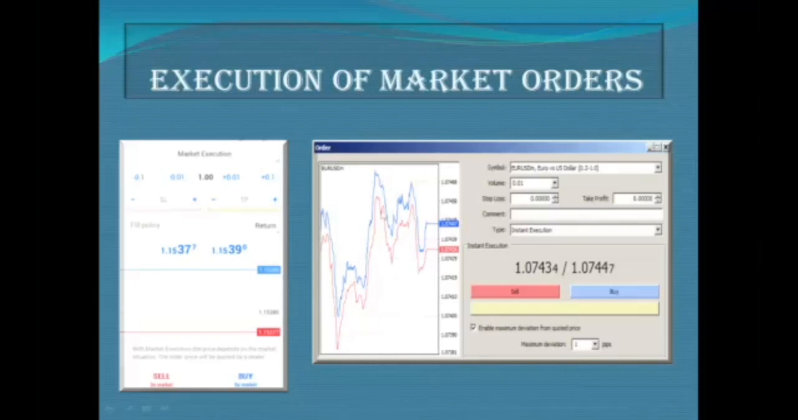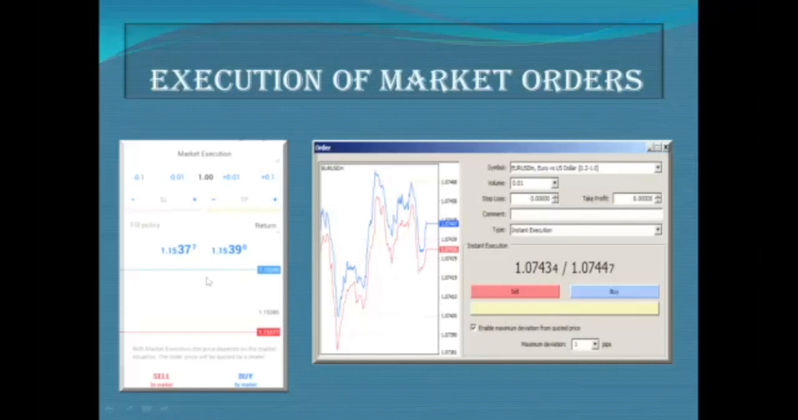Now, talking about market executions, here at the top you see market execution, and here we should see instant execution. This diagram shows you how the system looks in your computer, either a desktop or laptop, and then how it looks on your Android phone.